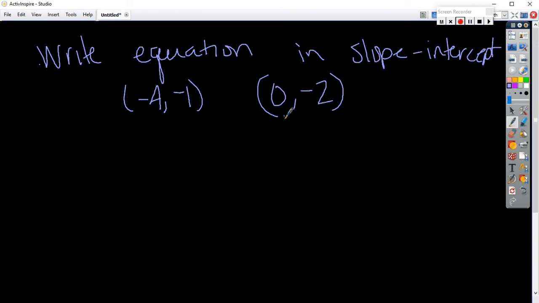We'll have to get the slope first, right? So to find the slope, y2 minus y1 over x2 minus x1. Oh, that's one, that's right. If I'm going too fast, tell me. Yeah.